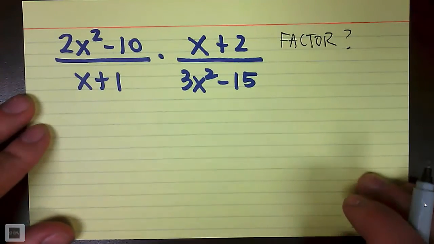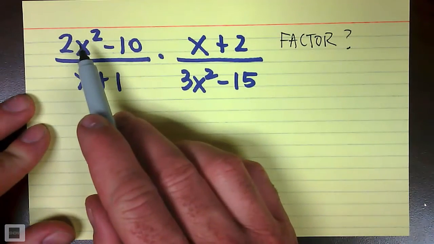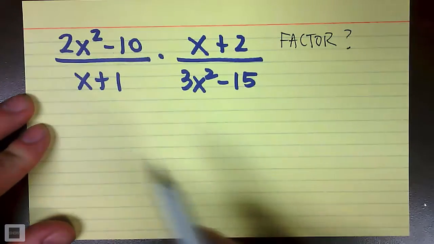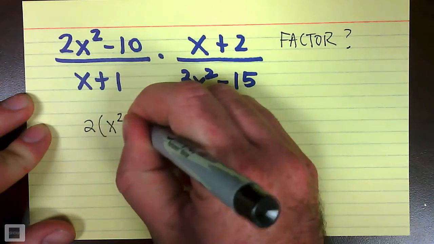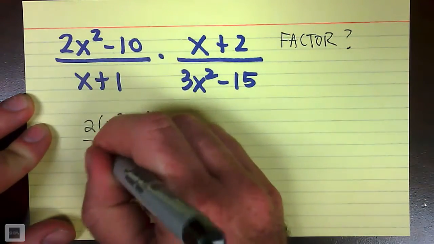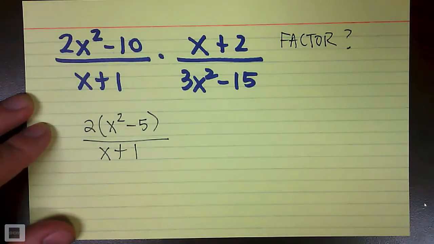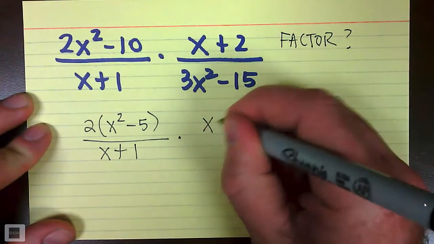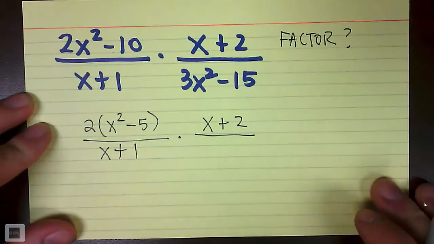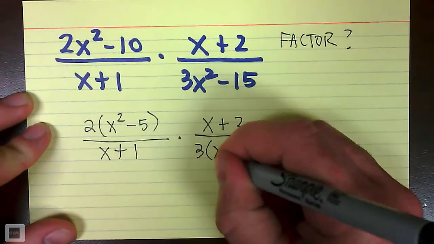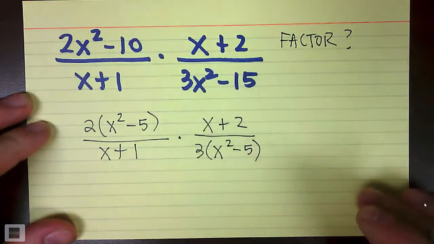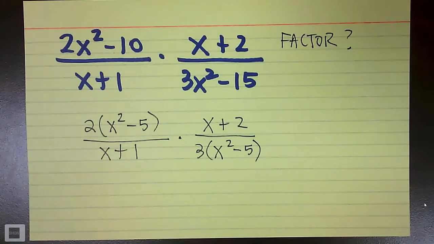Well, I noticed the top left, don't forget, GCF is a factoring method. So I can take out a 2. That leaves me with x squared minus 5. I can't do anything on the bottom, so it's just x plus 1, so that's it. Top right, I can't do anything to, so it's just x plus 2. But the bottom right, once again, I can take out a GCF, and that leaves me with an x squared minus 5. So again, I don't want to multiply straight across because I got plus and minus signs.